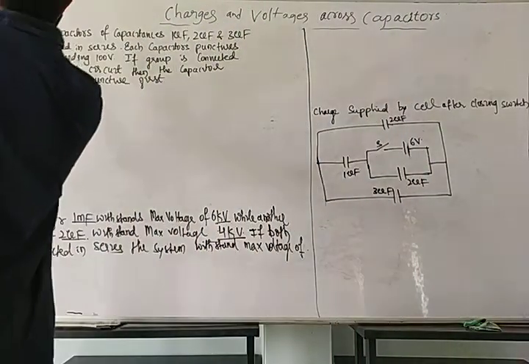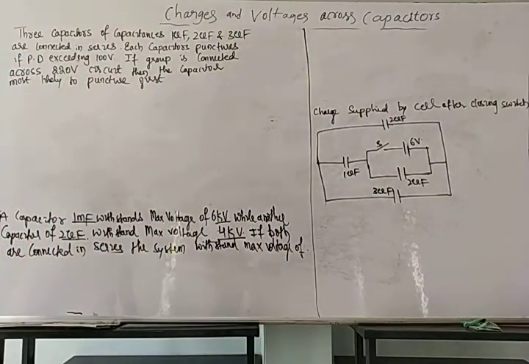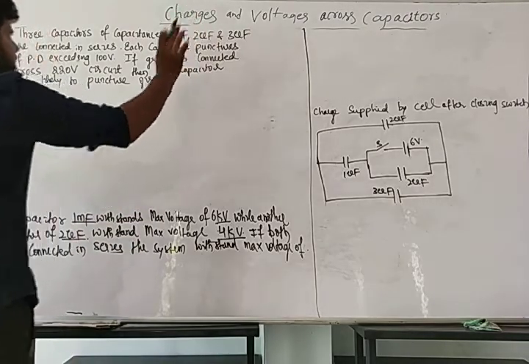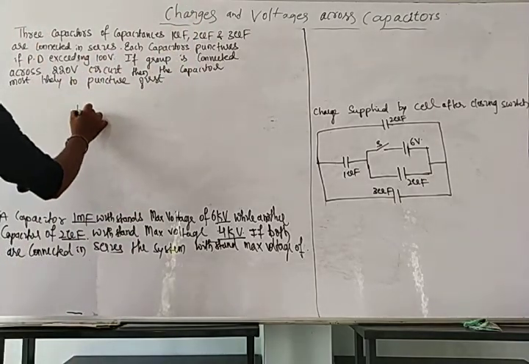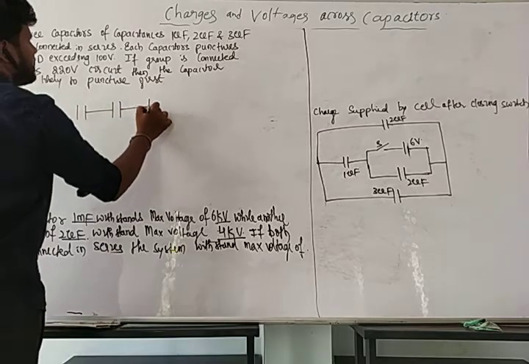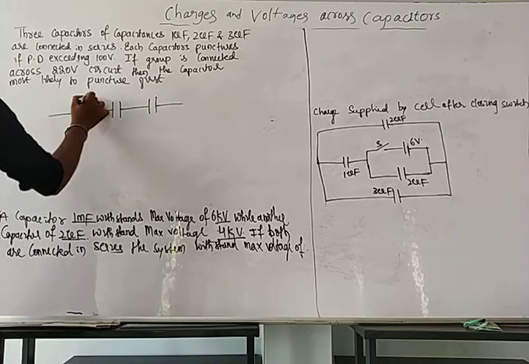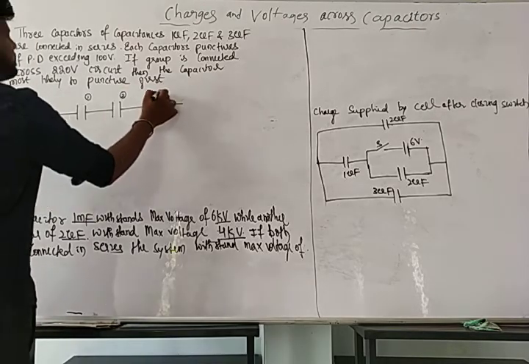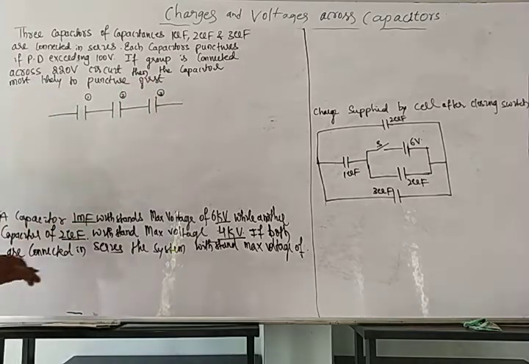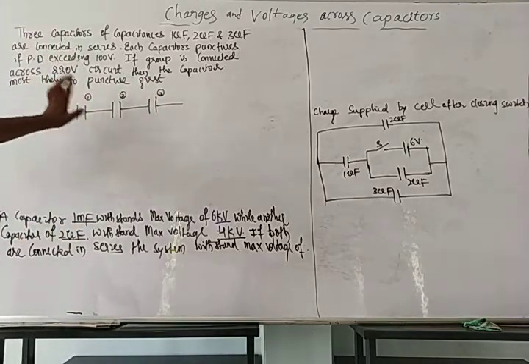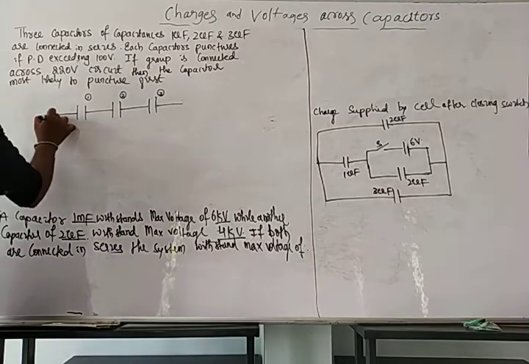Start with the problem. Three capacitors of capacitance values are given. There are three capacitors with 1 microfarad, 2 microfarad, and 3 microfarad. They are connected in what? Series.